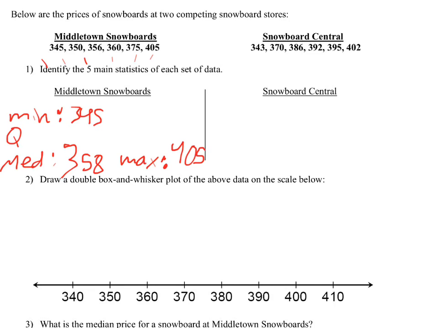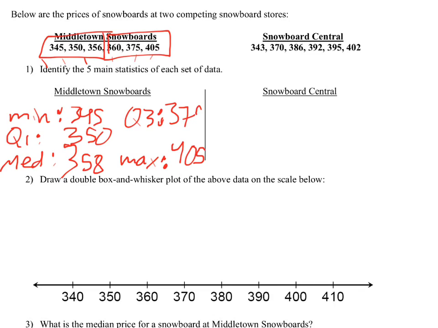And once you have that, you can get your quartiles. Quartile 1 is the median of this left half here, which is 350. And then quartile 3 is the median of the right half there, which is 375. Okay, so there's that one for the left one. For this right one, the min is going to be 343. The max is going to be 402.